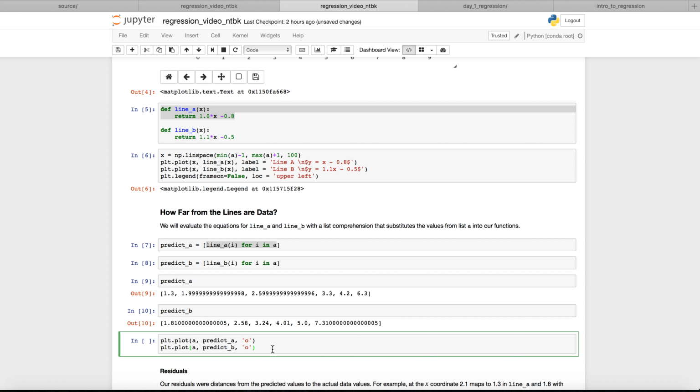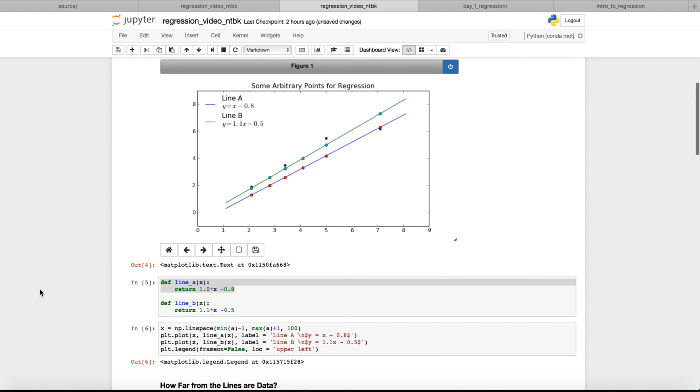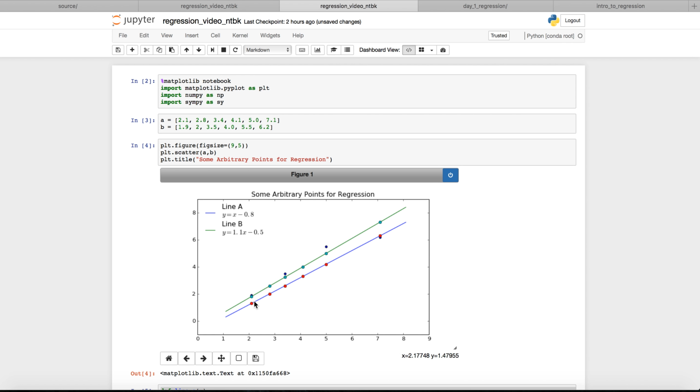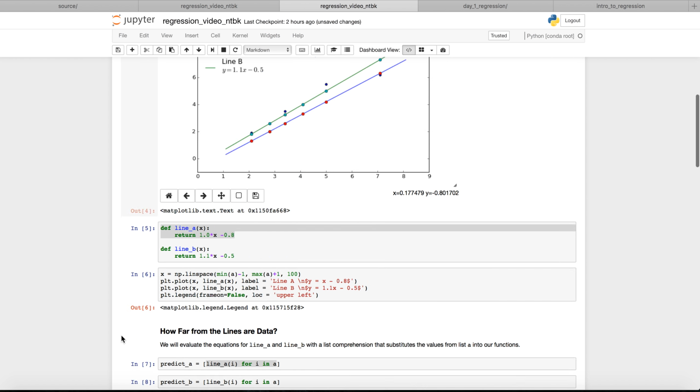Let's see what those look like. Again, those are the values that are actually on the line. So here, these five red dots are those y coordinates that are actually on line A. These five green dots are the y coordinates that are actually on line B. And I'm going to find how far apart they are from the actual data points. Some of them are pretty close, as we can see.